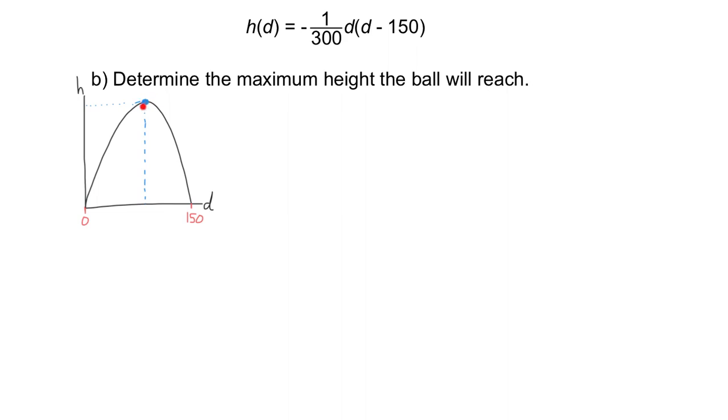The maximum height occurs at the vertex of the curve. Well, how do we figure out where the vertex is? Well, it's on the axis of symmetry. The axis of symmetry is halfway between 0 and 150. So if you can figure out where the axis of symmetry is, then you can use that d value to calculate the height. You can calculate height when you know the distance using this equation. So pause the video and see if you can find the axis of symmetry and then use that axis of symmetry to determine the height at the vertex.